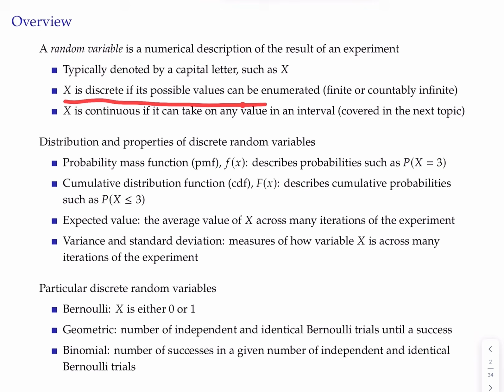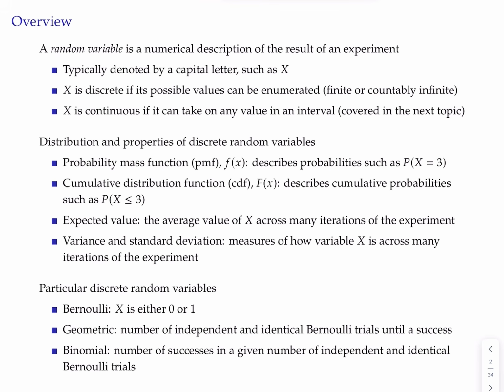It's discrete if its possible values can be enumerated. We can list them out in some orderly fashion. So it could be taking on a finite number of possible values or a countably infinite number of possible values. X is continuous if it can take on any value in an interval. And we'll, after some examples, kind of set that aside for the next topic.